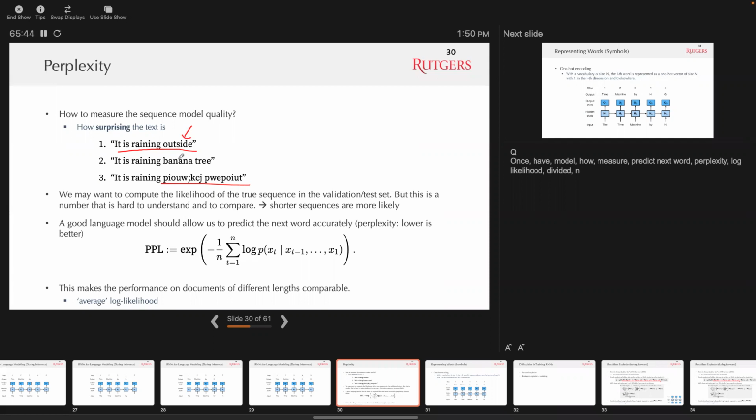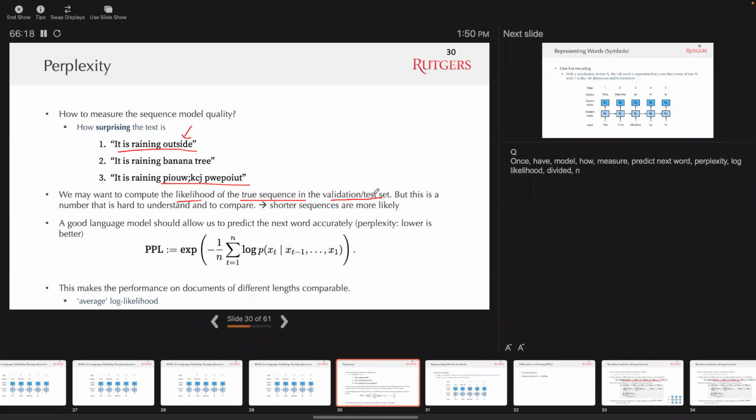So basically, we would like to compute the likelihood of all the true sentences or true sequences in the validation or test set. We assume that all the true sentences in the validation or test set are very normal sentences. So when you compute the likelihood of these sentences, the likelihood should be high. Otherwise it's not a correct model, right?